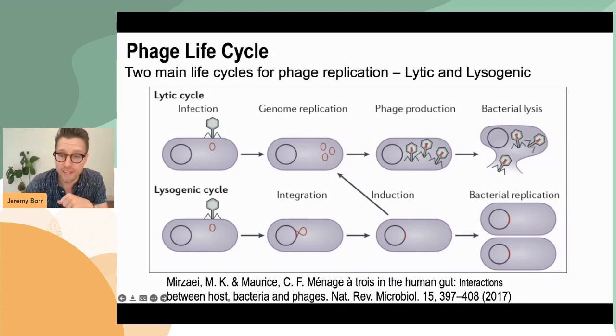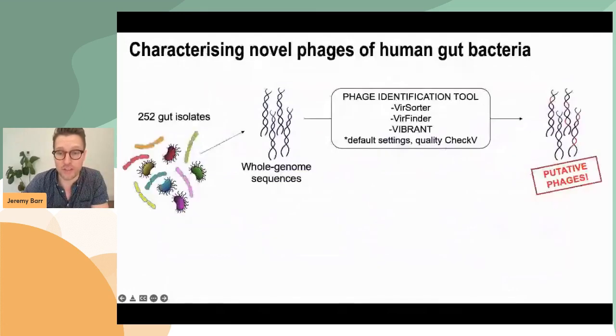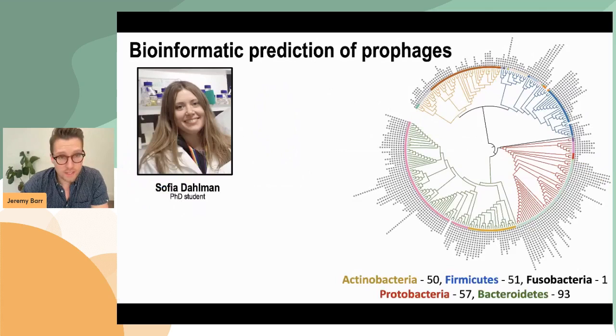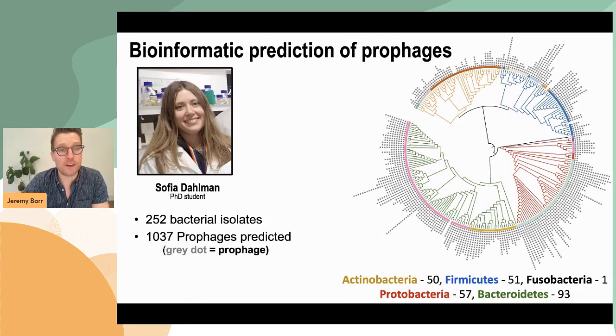Importantly, we are characterizing these prophage sequences, these integrated phage genomic sequences that we're predicting or identifying via these informatic sources. I've got to give a big shout out to Sophia Dahlman, who's a recent PhD graduate from our lab. This has been her research project. She's generated and led all of this research. And here we've got a phylogenetic tree of our 252 bacterial isolates. These were broadly representative of the major phyla found in the human gut, and you can see these down the bottom here. Taking this genome information and predicting the phages, Sophia found over 1,000 predicted prophages. And these are all shown in these dotted gray circles around this phylogenetic tree.